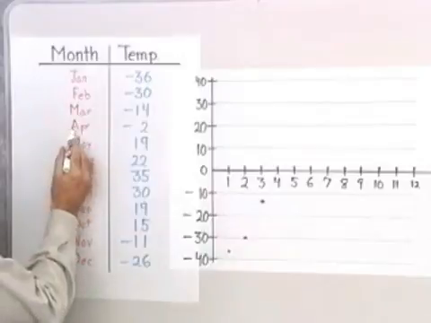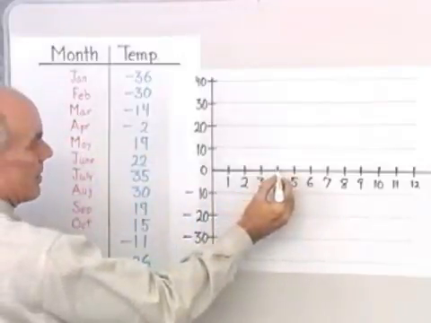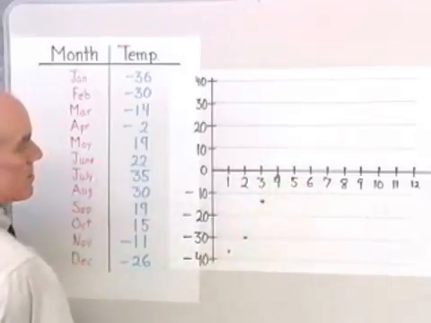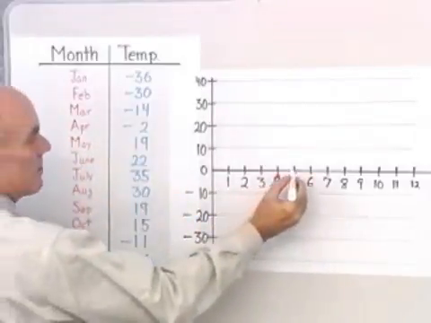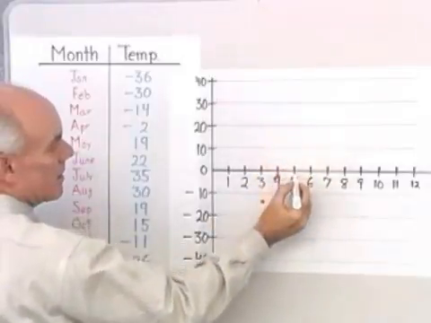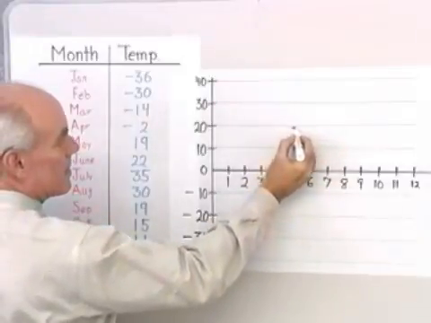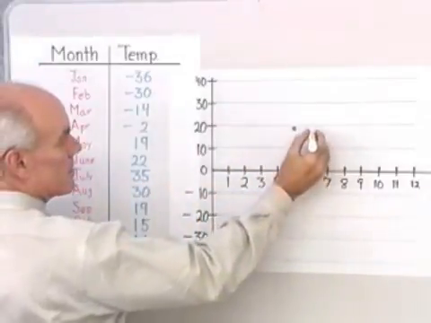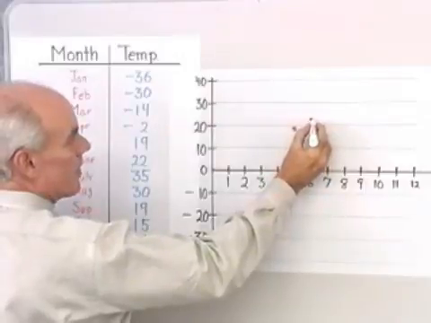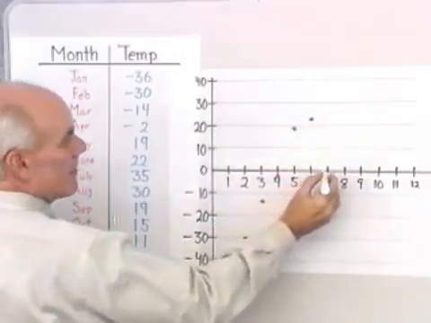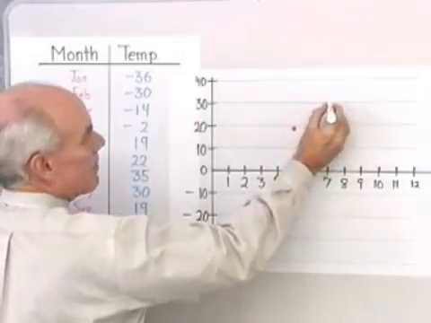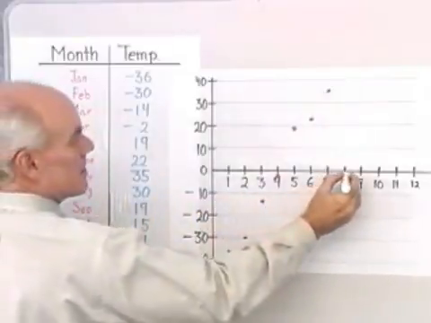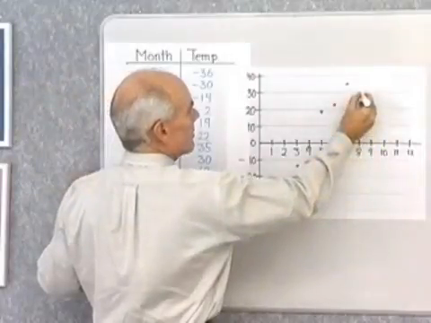And for April, it's minus 2 degrees, so I'll go over here to April. There's minus 10, there's 0, so I'm going to put a dot right about here, minus 2. For May, it's 19 degrees, so here's 10, 20, and so I'm going to go up to about 19 right here. And then June, 22 degrees, so put it right about here. July, 35, right there. August, 30 degrees, so that's the 8th month, 30 degrees, that'll be right about here.